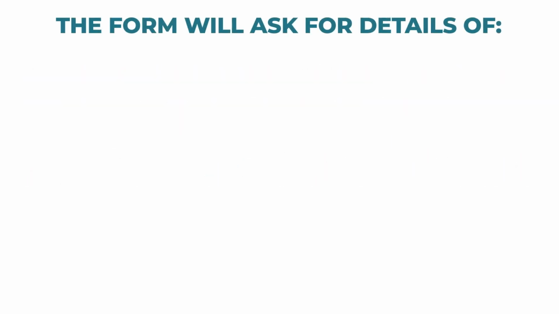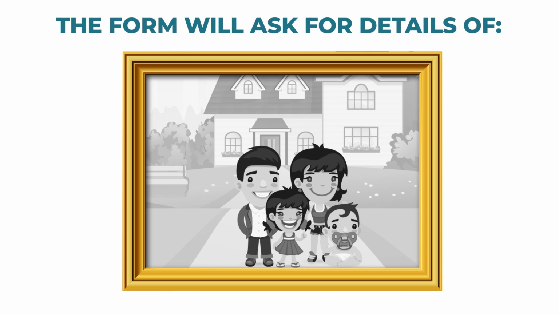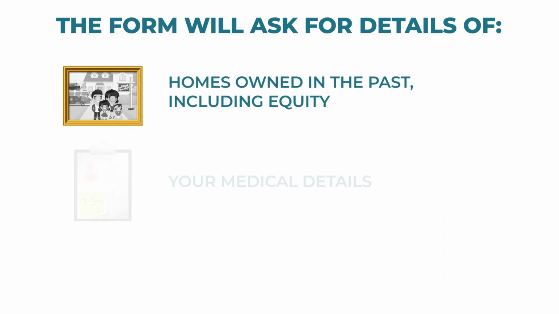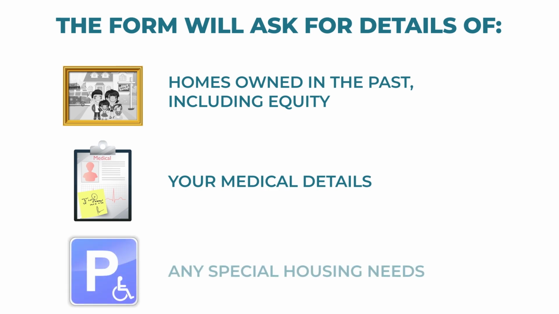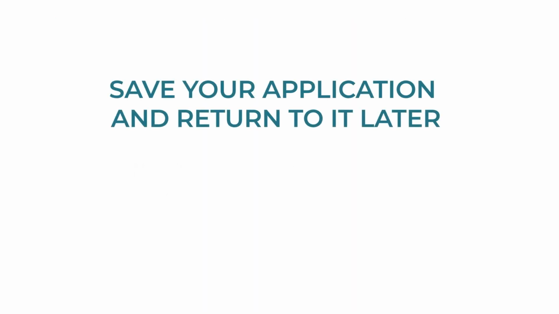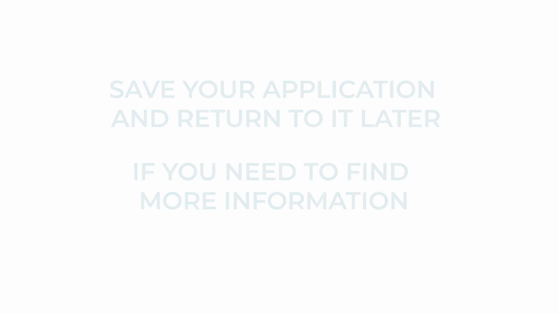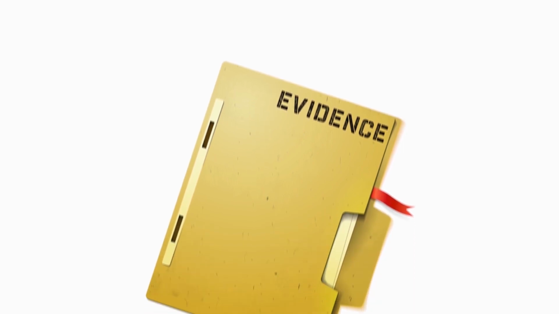The form will ask for details of any homes you've owned in the past, including any equity received from the sale, your medical details, any special housing needs you may have. We need this information before processing your application. However, you can save your application and return to it later if you need to stop and find more information. You will also need to provide other evidence to support your application.